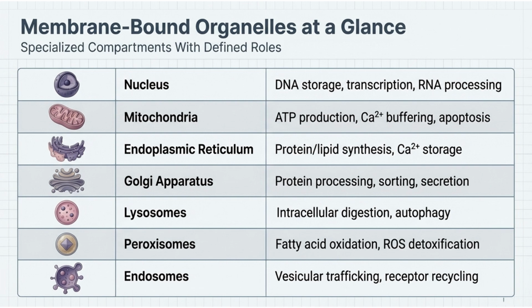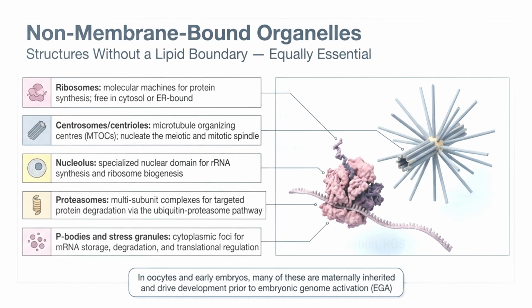The Golgi apparatus processes and sorts proteins, directing them to specific destinations including lysosomes, which carry out intracellular digestion and autophagy. Peroxisomes handle fatty acid oxidation and reactive oxygen species detoxification, while endosomes coordinate vesicular trafficking and receptor recycling. Together, these 7 organelle types provide the cellular machinery for energy production, protein biosynthesis, signal transduction, membrane homeostasis, and waste management. Essential as these membrane-bound organelles are, they are only half the story. Let's now turn to the equally critical structures that operate without a lipid boundary.